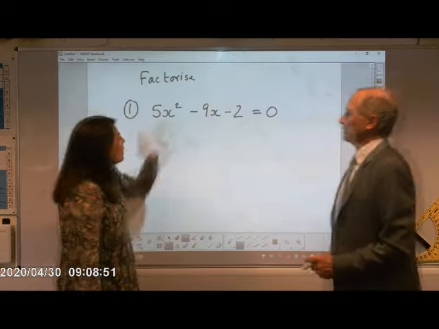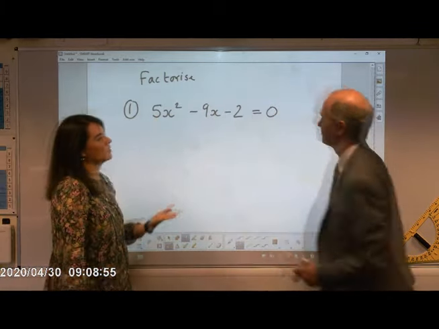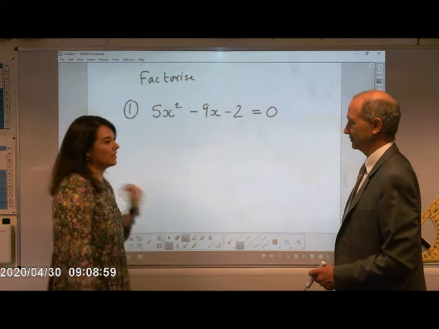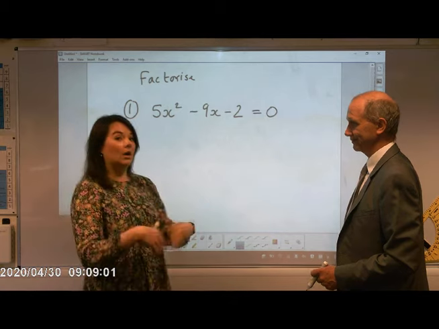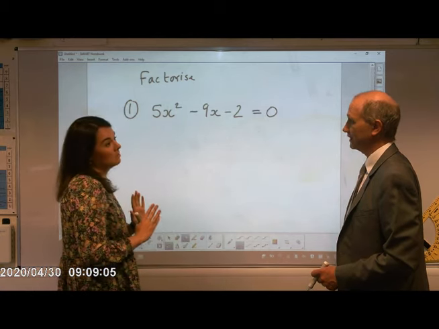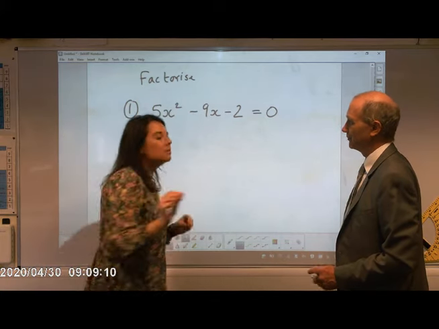So, here we go. Slightly different: 5x squared minus 9x minus 2. Those first three I just did by inspection. It's something that I can just look at and know the answer. With these ones, you could just look at them and know the answer, it is possible, but it's not reliable.